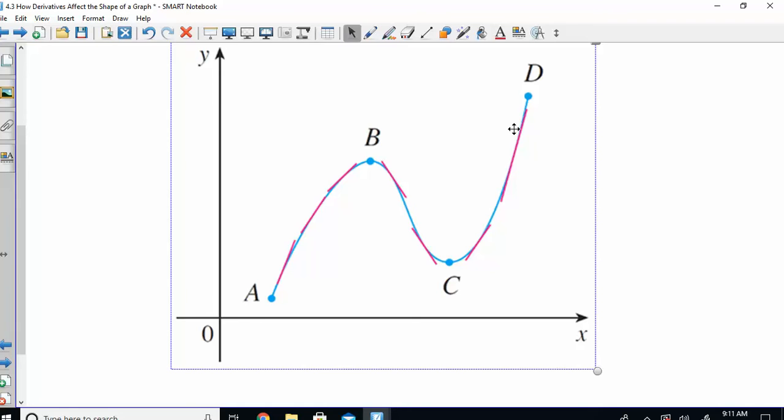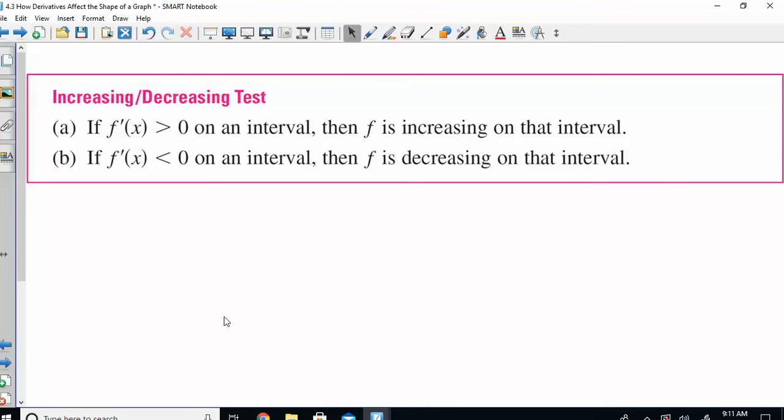So we've talked about the maximum and minimum piece before, but what we haven't necessarily touched on is the increasing, decreasing. So, if f prime of x is greater than 0, what you want to fill in on your notes, f is increasing. If the derivative is less than 0, then f is decreasing.